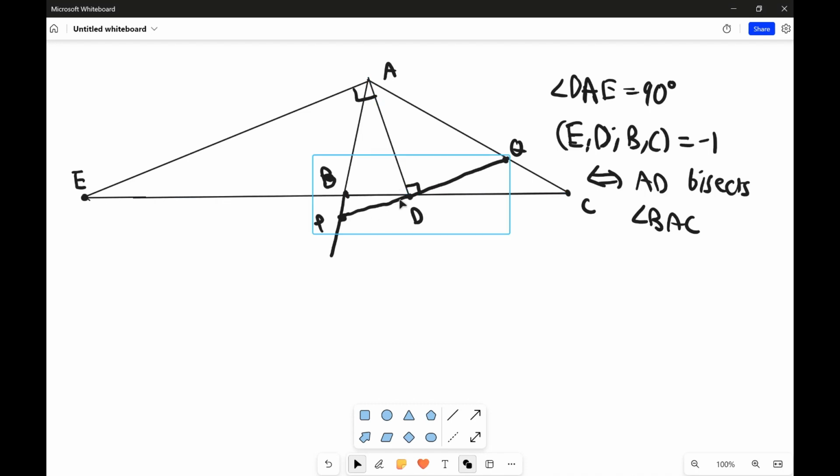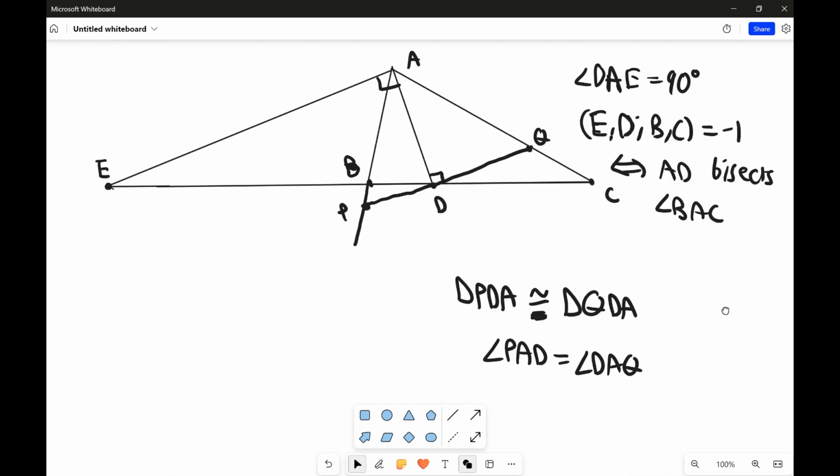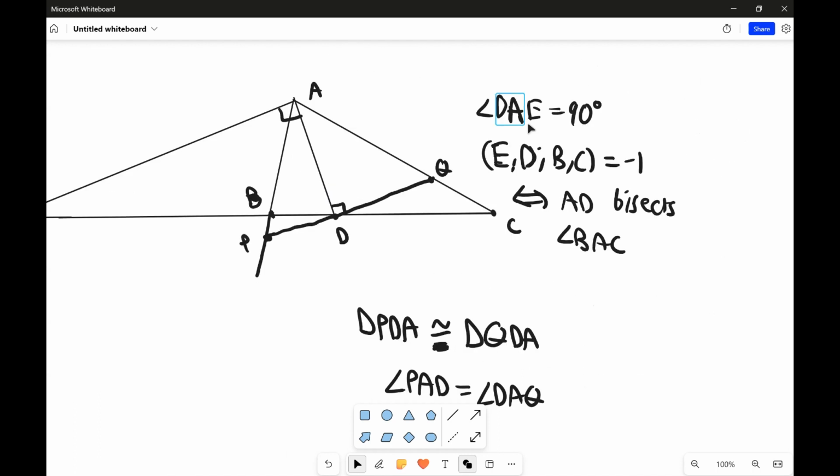Now let's examine the other side. If PD is equal to DQ, then because this angle here is 90 degrees, and we have this common length AD, by SAS congruence, we can say that triangle PDA is congruent to triangle QDA. And therefore, angle PAD is equal to angle DAQ. And this means that AD bisects angle BAC. Therefore, these two conditions are both equivalent to PD is equal to DQ, and we have shown this lemma here.